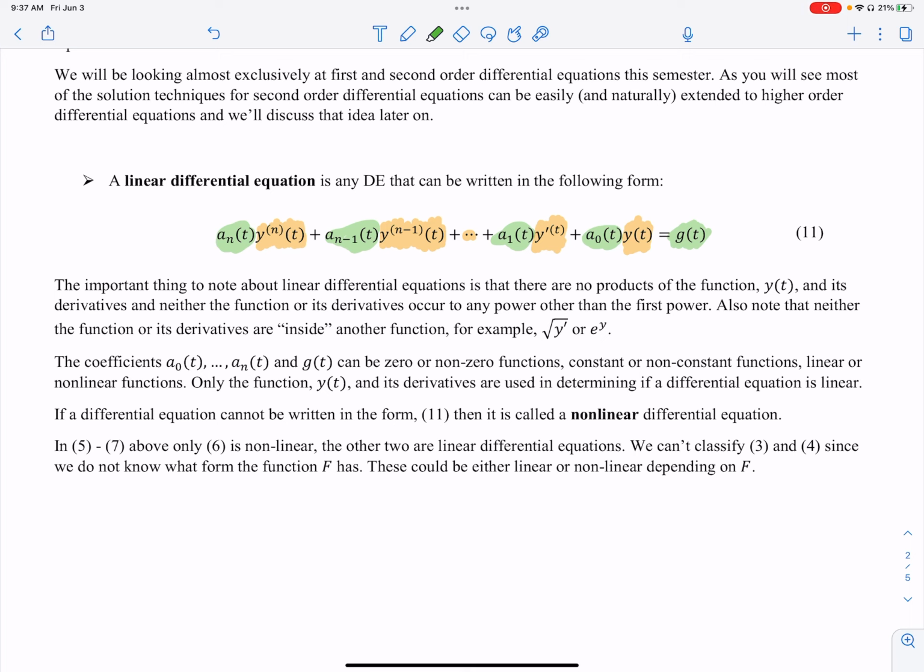All right, if it can't be put in this form here, 11, then it's non-linear. It's a dichotomy. It's either linear or non-linear.